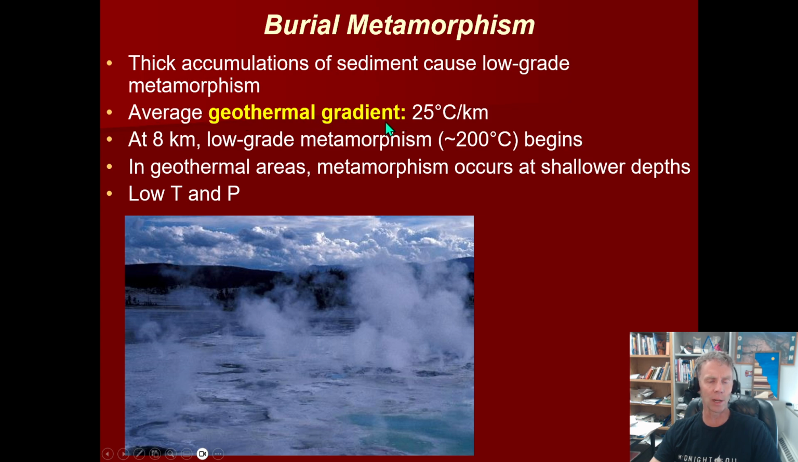And this is the average gradient across the earth, right? So this might be someplace like the middle of the US, like Nebraska, where there's no obvious heat source underground other than just the regular background heat of the earth. But if you go to a geothermal area or a place like Yellowstone, shown here, you can get metamorphism occurring at much shallower depths because it's obviously a hotter environment. The heat is closer to the surface, and so therefore metamorphism might be occurring at much shallower depths than we see otherwise. So generally with burial metamorphism, pretty low temperatures and pressures. You're burying rocks in a sedimentary basin or something like that.